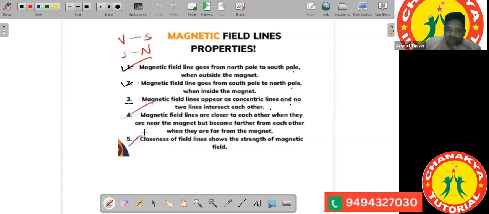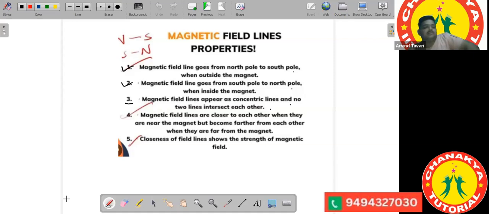If you find somewhere the magnetic field lines are very close to each other, in that area the magnetic field will be strong. If you find somewhere the magnetic field lines are far apart, that means in that area the magnetic field will be weak.